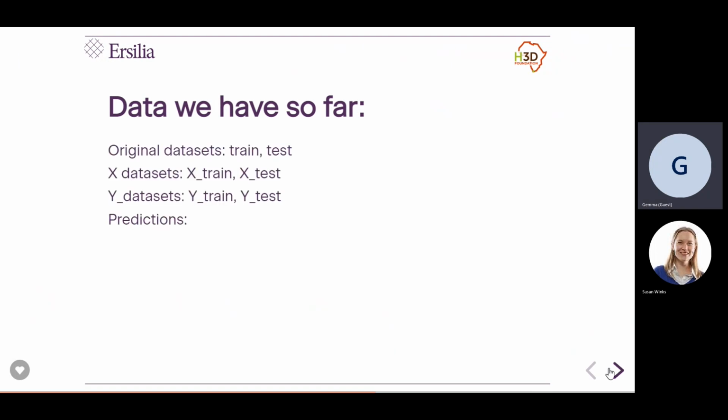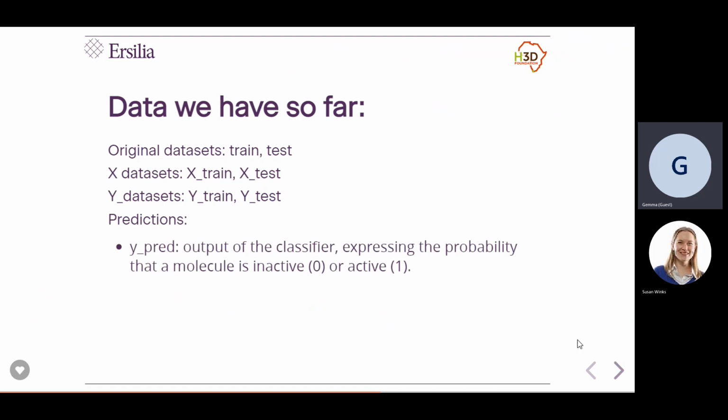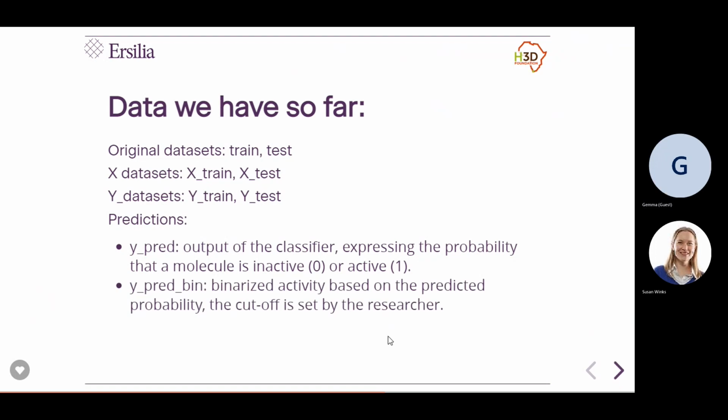Just as a recap then, we have our train and test data, which we've converted to X signatures and Y outputs, ones and zeros. And now we have the predictions. The output of the classifier is a probability. Okay, remember, it's a probability, and we can binarize it. So what we have done here is, when I set a cutoff, I create a binary result, a 0 or a 1. It changes depending on the cutoff that you choose.